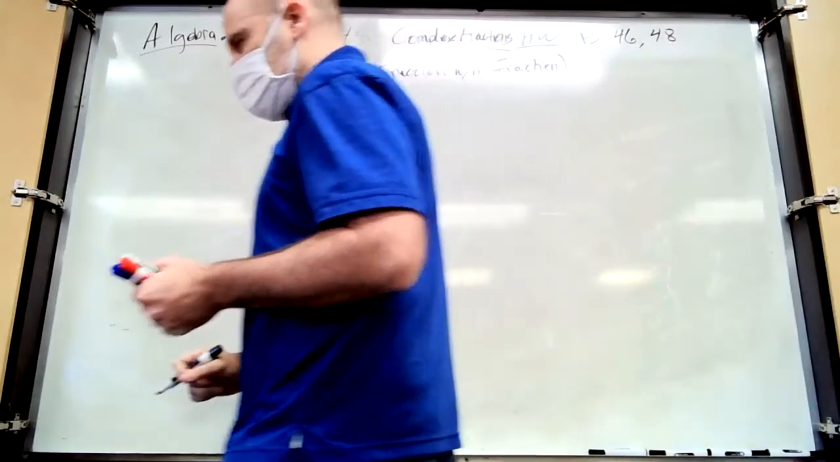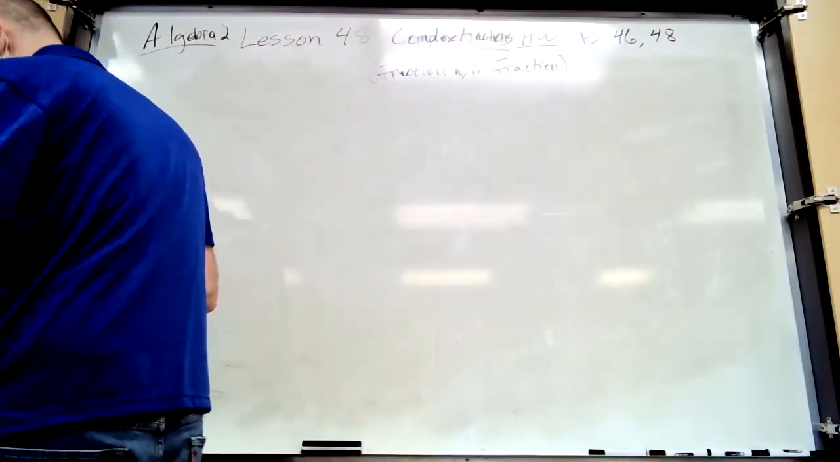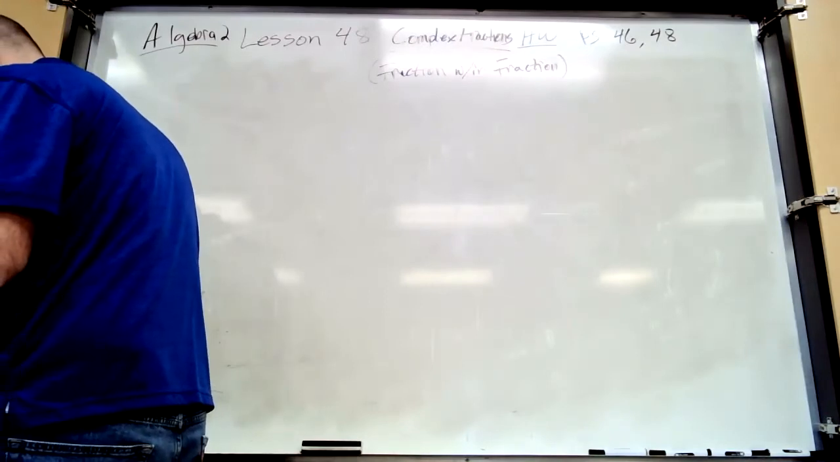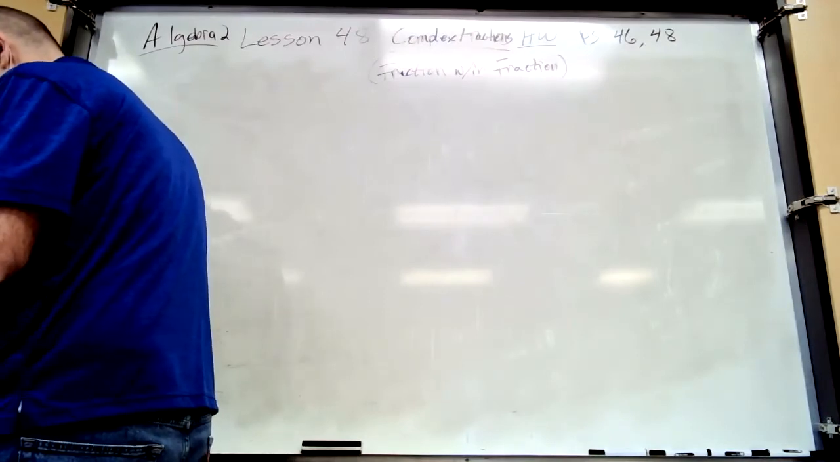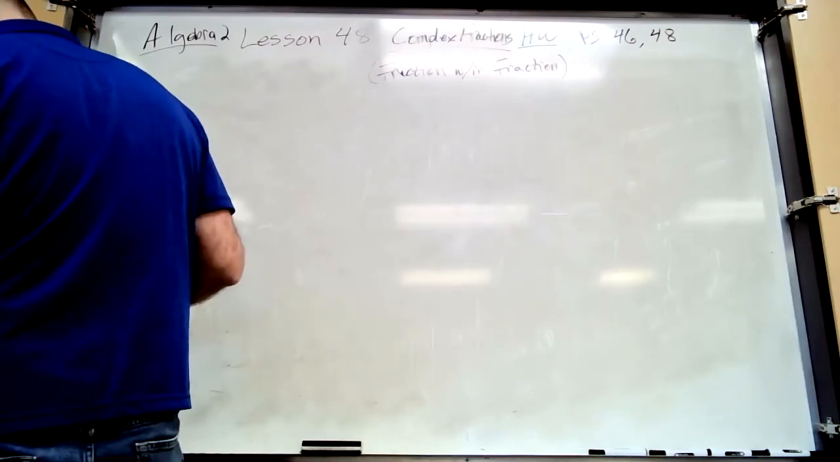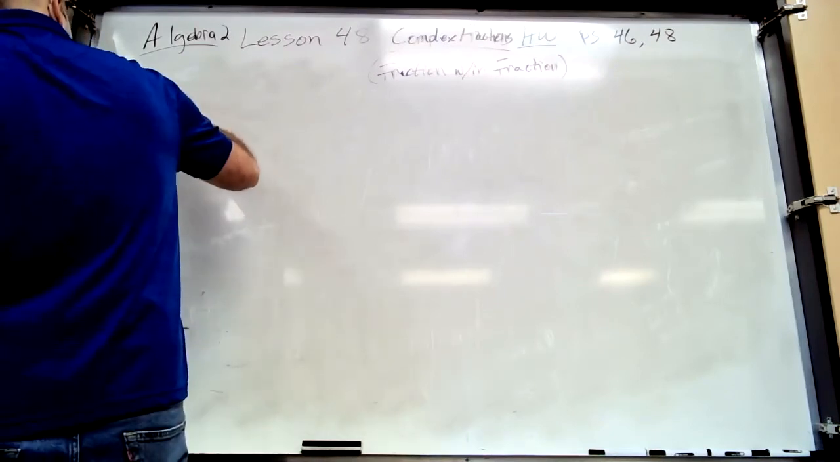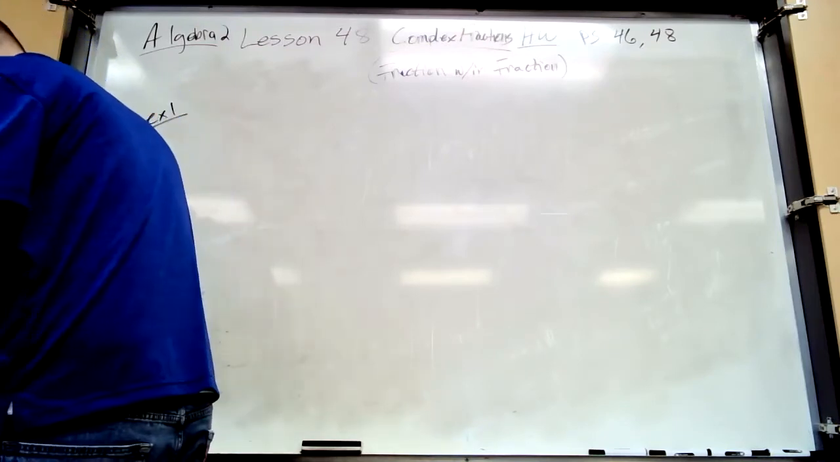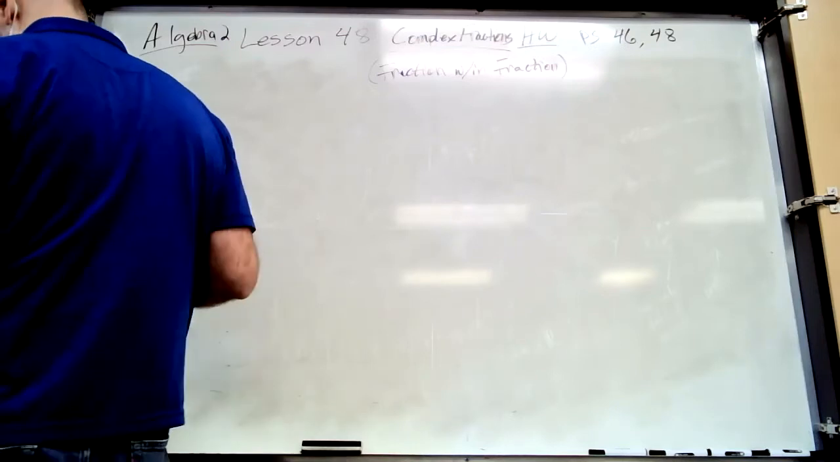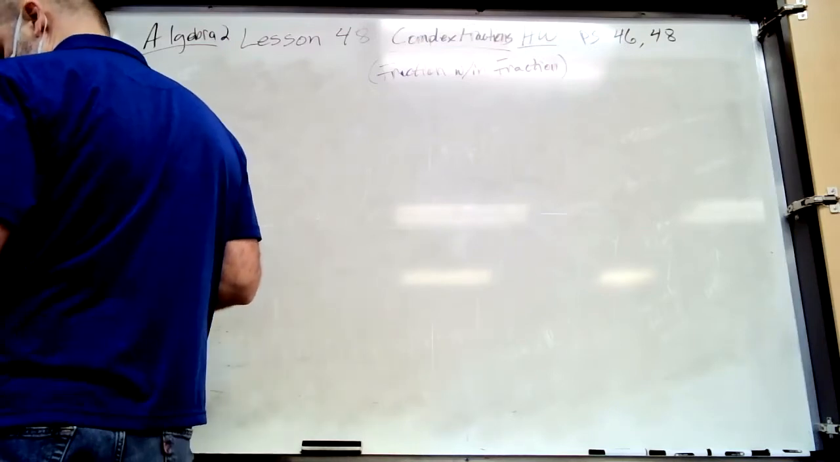Okay, so fraction within a fraction. Let's just skip to example 1. They go through method 1 and method 2. I'm just going to give you one method because it's the easiest one. Let's just simplify an easier one first.